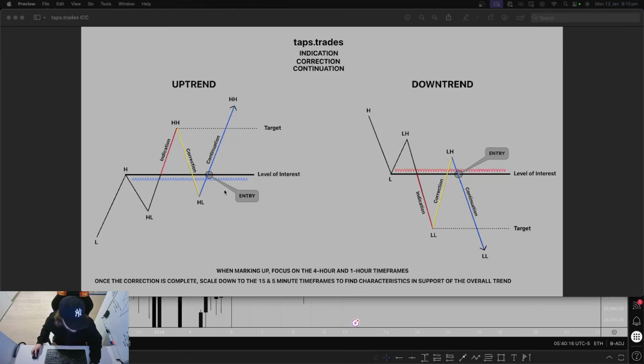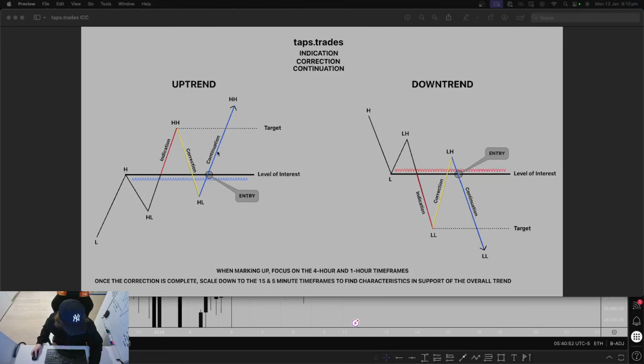So when we're jumping down to the 5 and 15-minute time frames, we're looking for very similar characteristics. We want to see higher highs and higher lows, but on that smaller time frame. Then once we see that formation, we wait for price to break above that level of interest, and that's when we take our entry. And this is for the third and final phase, which is the continuation phase. So our entry is at that level of interest with overall targets at that higher high.